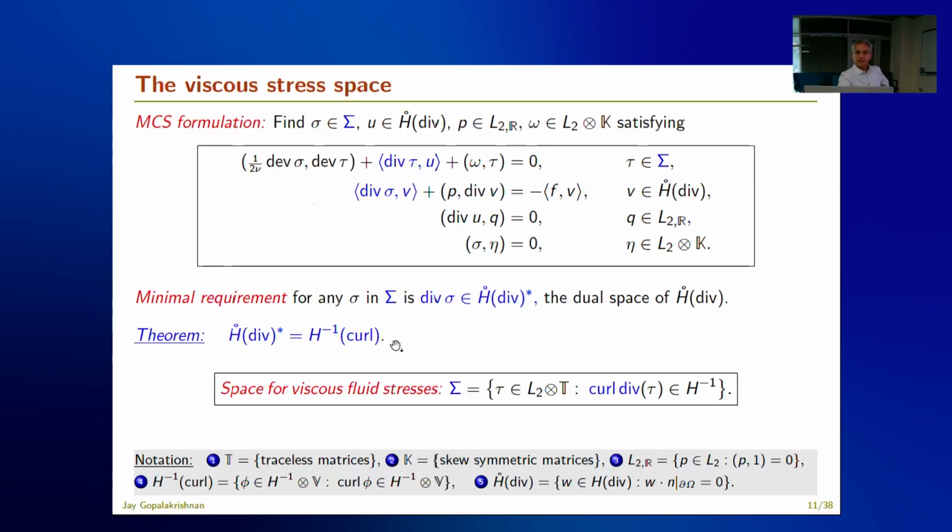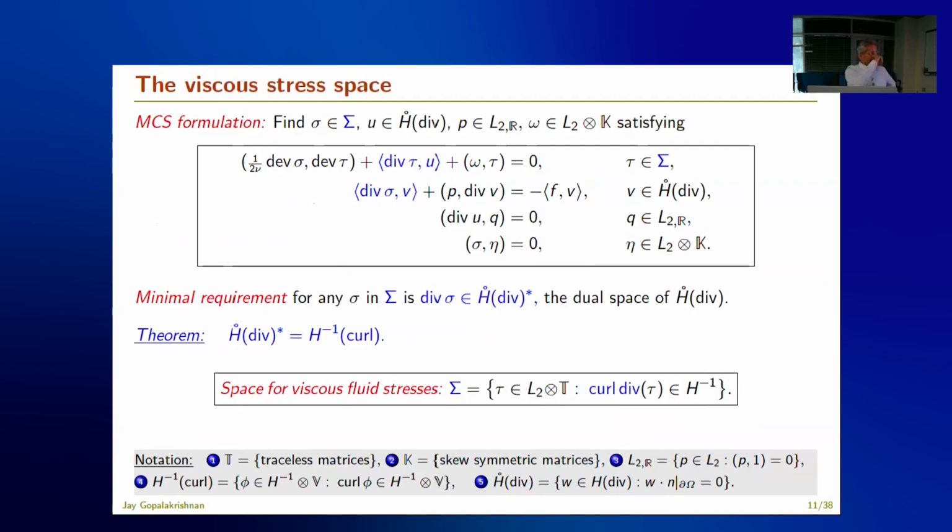Knowing this, we can write this condition, that this is in the dual of H div, as the same as saying that the curl of the divergence should be in H-1. Or in other words, the stress space must have this condition. This is how the curl div operator emerges from the Stokes formulation, although it doesn't actually appear in the original system of equations. So whatever this matrix field for the viscous fluid stresses is, it must have a regular enough curl div in order for this formulation to make sense.